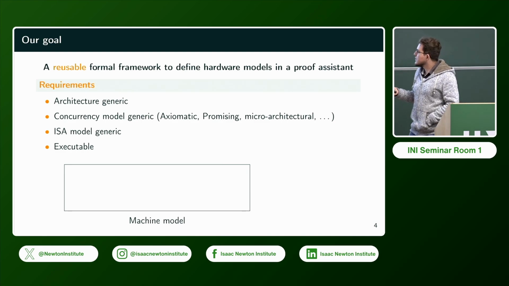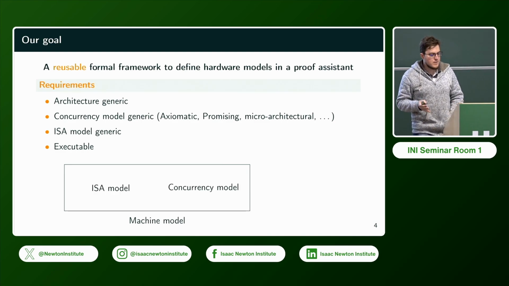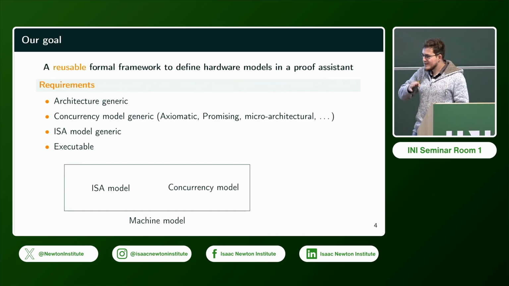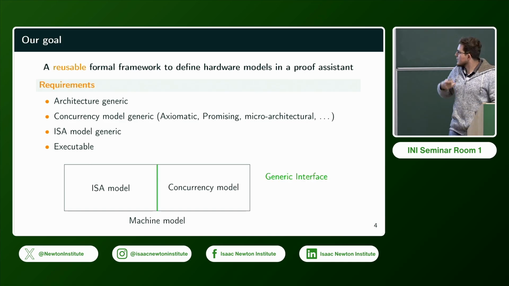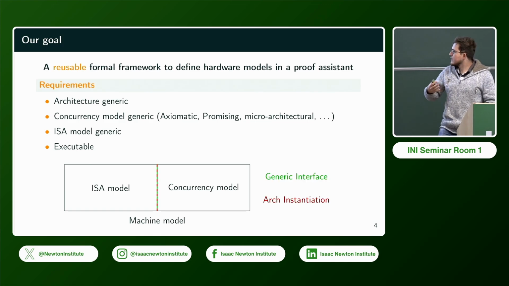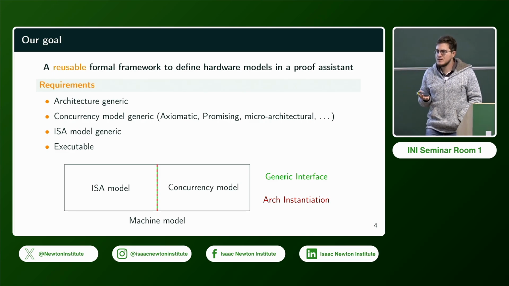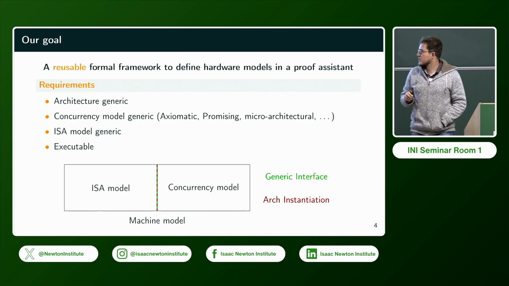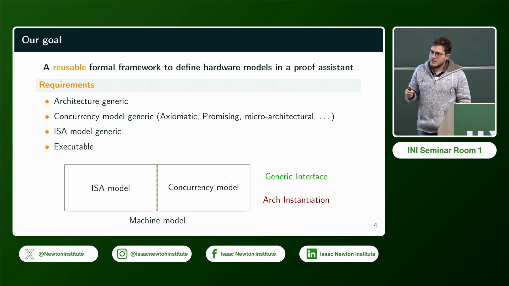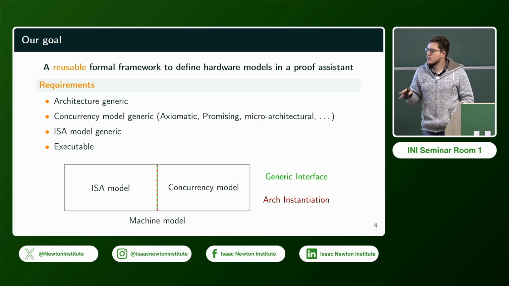So the main point here is that to define this machine model, we need to combine both the instruction model and the concurrency model in a sane and reusable way. And so a big part of this project is defining an interface, both a generic one and a specific architecture instantiation of that interface. Sadly, this interface can't be fully generic, but it's mostly generic with small holes where you can put architecture-specific stuff. And we try to keep that interface as small as possible so you can reason about one side without thinking too much about the other, and you can still at the end compose them and get a full machine model.